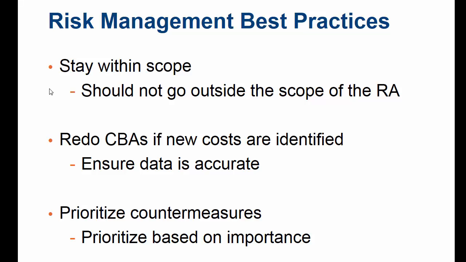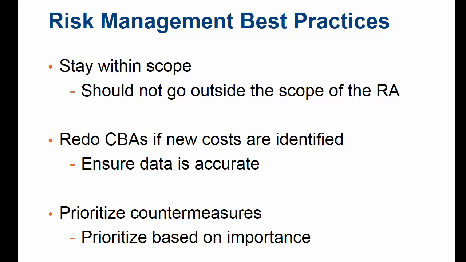So you want to stay within scope. You shouldn't go outside the scope. You set your scope, just like driving a car, you're going down the road, you want to stay between the lines, right? Basically, your cost benefit analysis, you need to redo one if something pops up, if new costs are identified. And make sure your data is accurate, because you don't want to redo or reinvent the wheel, if you will.